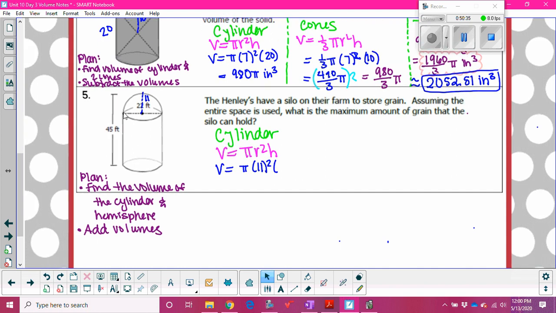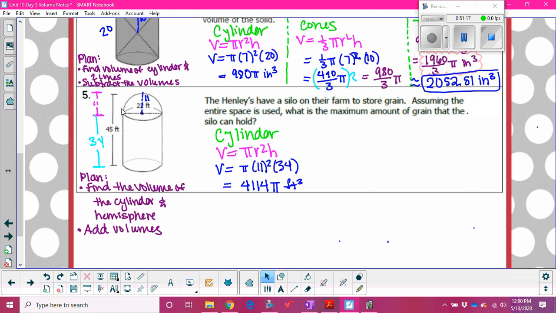So let's think about this. I'll draw that for you. If we know that from here to here is 11, what is the rest of it? From here to here, that would have to be 34. So the height of the cylinder is 34. We're going to leave this in terms of pi, so just multiply 34 times 11 squared, and you will get 4,114 pi. And that is feet cubed. Okay, so let's leave that.